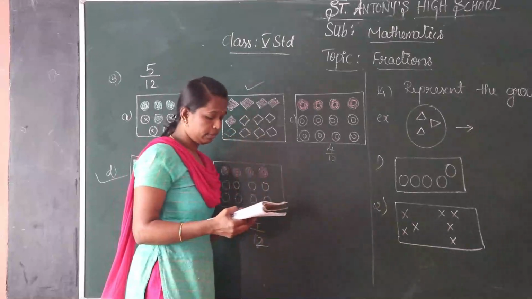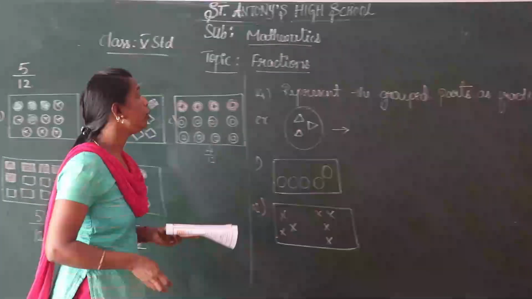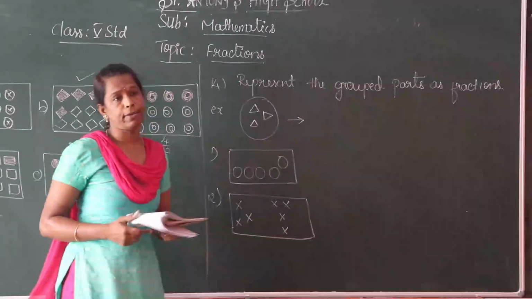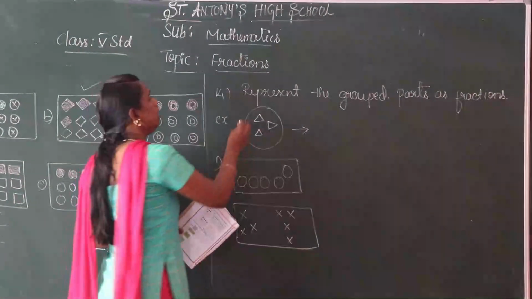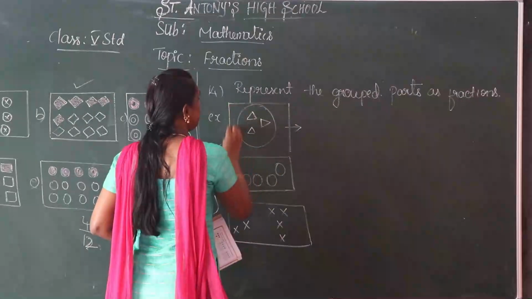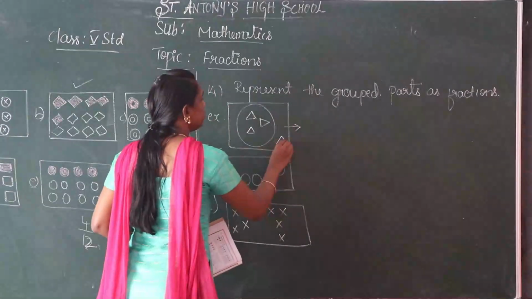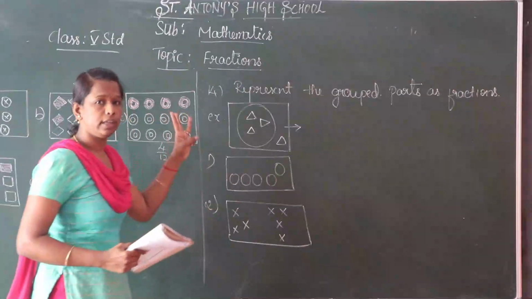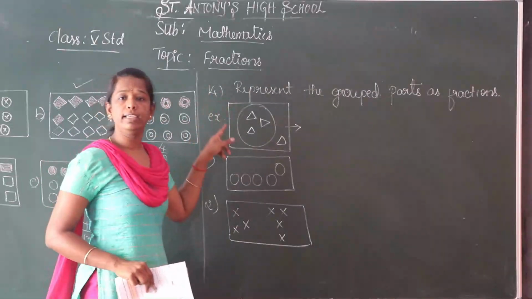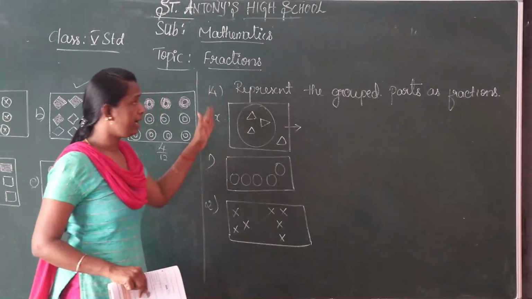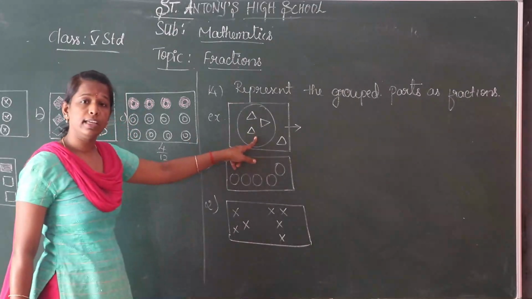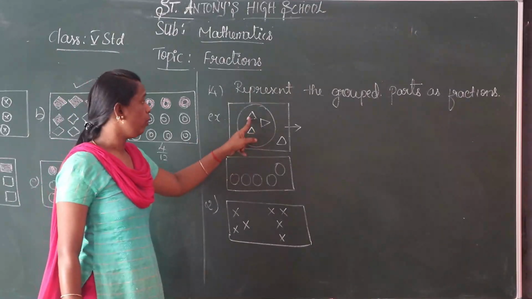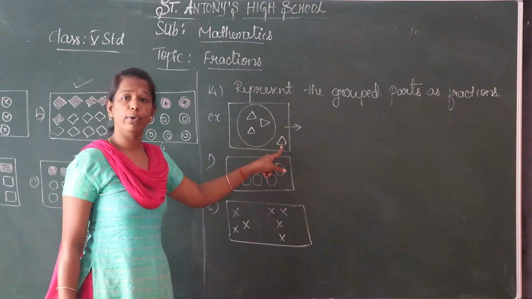Next, the 14th question: represent the grouped parts as fractions. Here they have given some examples. The first example is this triangle. Here they are grouped into 3 groups, and we have to write these parts as a fraction. How many parts are there? The total number of parts is 1, 2, 3, 4.